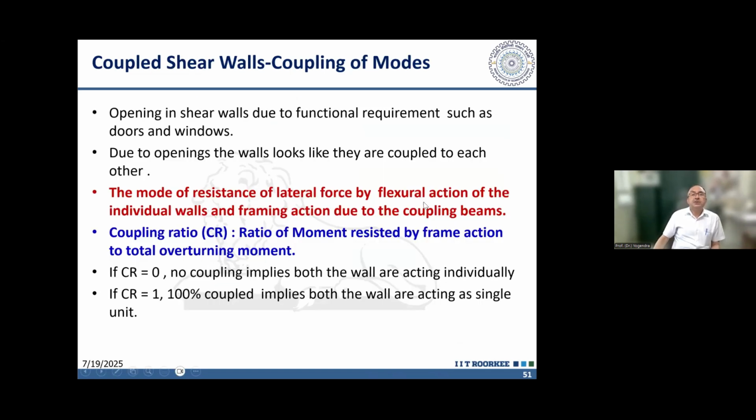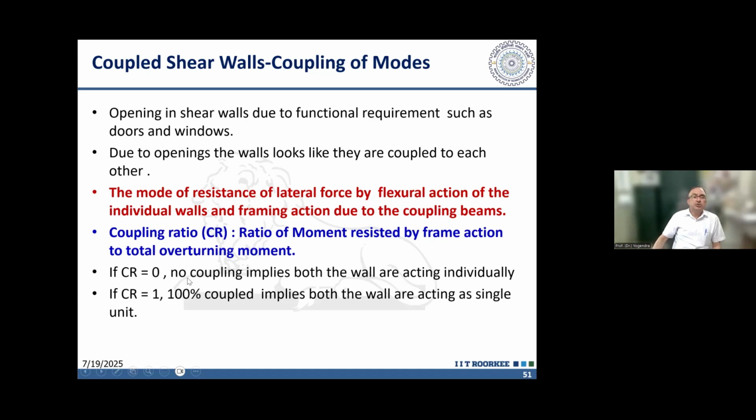So in case of coupled shear walls, when we have openings due to functional requirement, doors and windows, due to these openings, it looks like that we have two shear walls which have been interconnected by these coupling beams, and the mode of resistance of lateral load is by flexural action of the individual walls and framing action is occurring because of the coupling beams. And the coupling ratio, this is the ratio of the moment resisted by frame action or the coupling beams to the total overturning moment.